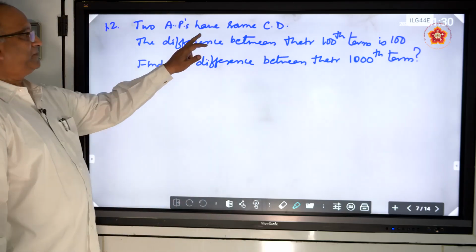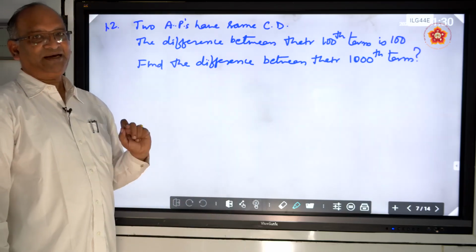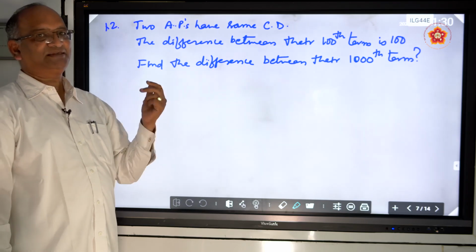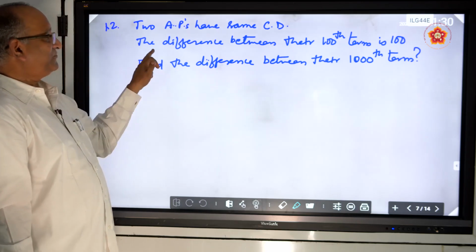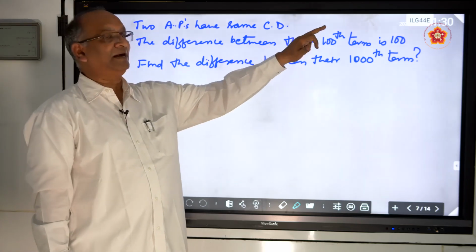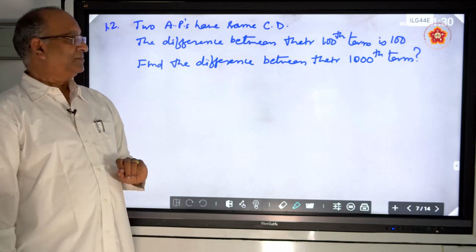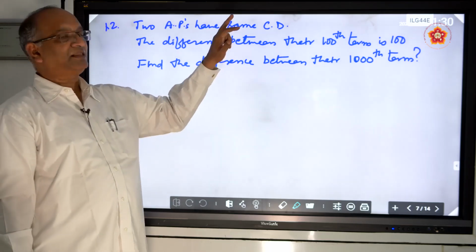There are two arithmetic progressions, and very interestingly, the common difference is the same. Both have the same common difference. He says the difference between their 100th term is 100. He says find the difference between their 1000th term.